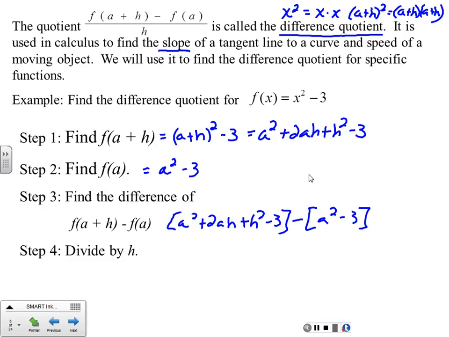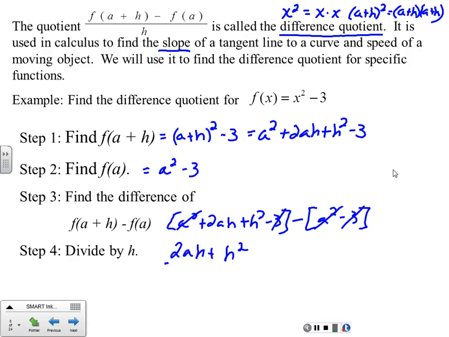Okay, a little hint for you. How do I know that I'm on the right track? Well, everything in F of A should cancel out with something in F of A plus H. That's how you know you're on the right track. So watch this. A squared minus A squared. What happens? They cancel out. Negative 3 minus a negative 3. Yeah, because negative 3 minus a negative is the plus. Y'all remember that? Negative 3 minus a negative 3 goes to 0. And so what are we left with? We're left with 2AH plus H squared.